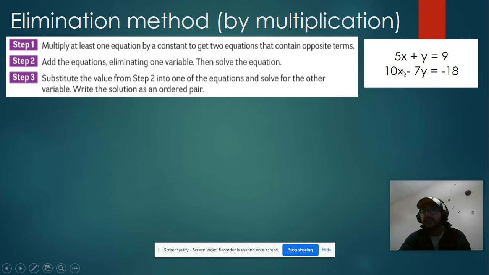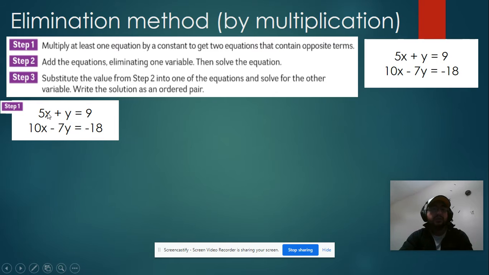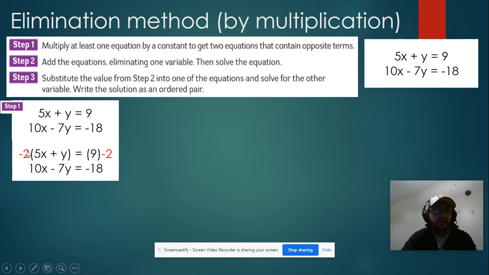If we add them or we subtract, we cannot eliminate anything. So we need to multiply at least one equation in order to eliminate one variable. Like the first equation, if I multiply by negative 2, then the x will be opposite to the other x. It will be negative 10x. So I'm going to multiply everything in the first equation by negative 2 so I can eliminate the x.